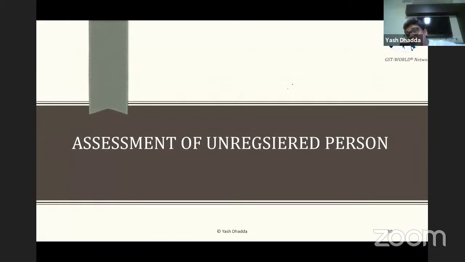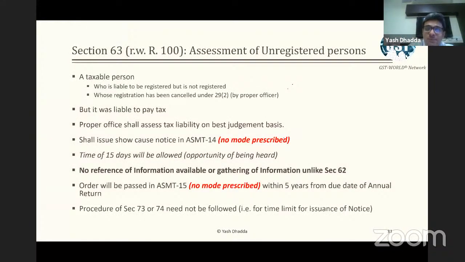Then comes assessment of unregistered person. So far, all those whose assessments were happening were registered, whether they were filing returns or not. This is for unregistered: that is, a taxable person who is liable to be registered but has not taken the registration, and whose registration has been suo motu cancelled by the officer. And I'm sure you have seen many notices in ASMT 14 under 63 these days, where people who did not file returns or were not registered, and whose registration was suo motu cancelled for any reason, and for the period after the date of cancellation, the assessment of all these people happens under section 63.